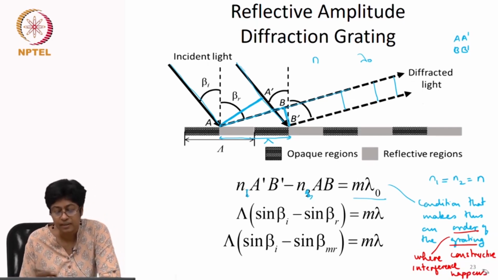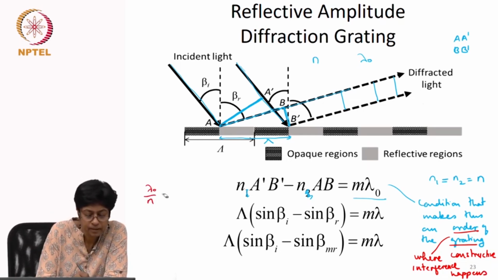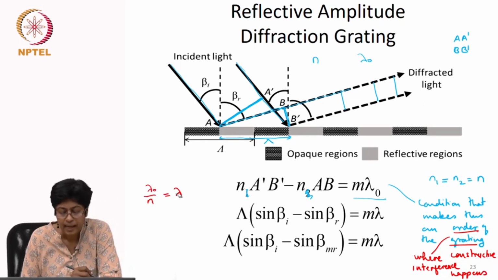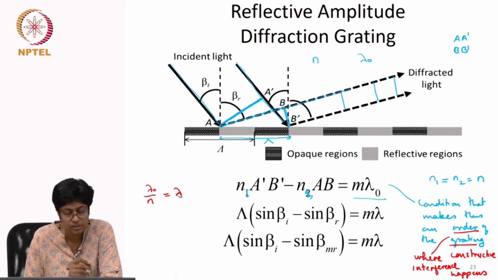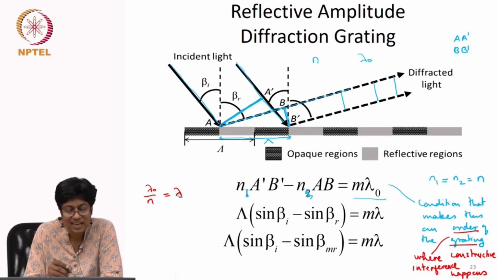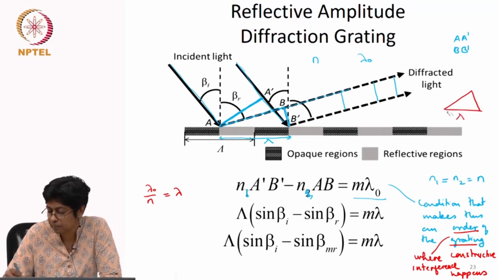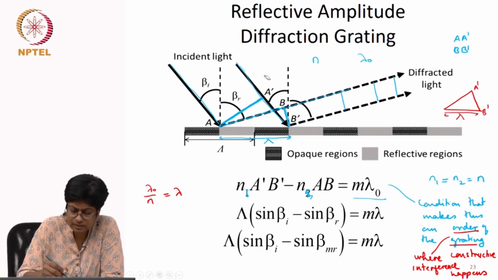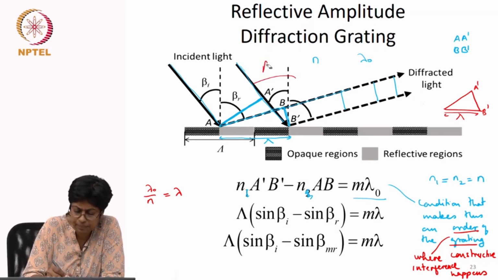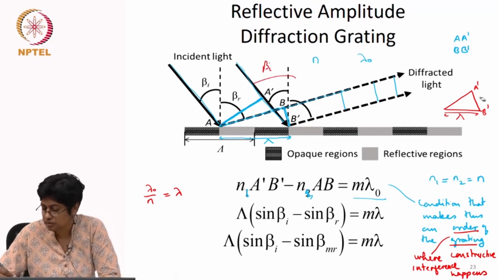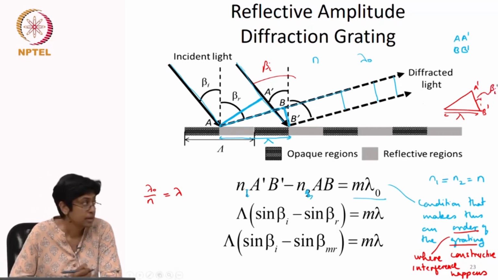So I can rewrite lambda naught by N as lambda, and if you do the geometry of this, just from trigonometry, this A dash B dash, so you look at this triangle, this corresponds to capital lambda, this is the distance A dash B dash, this is the incident angle beta I. Right. So this angle is beta I, right?